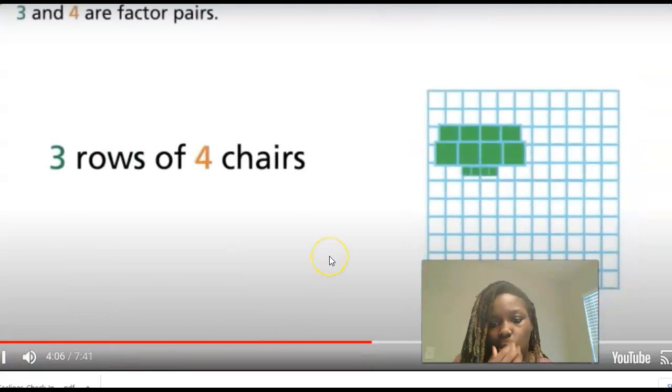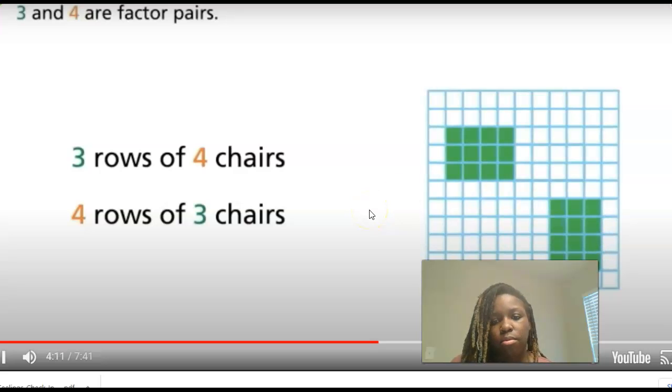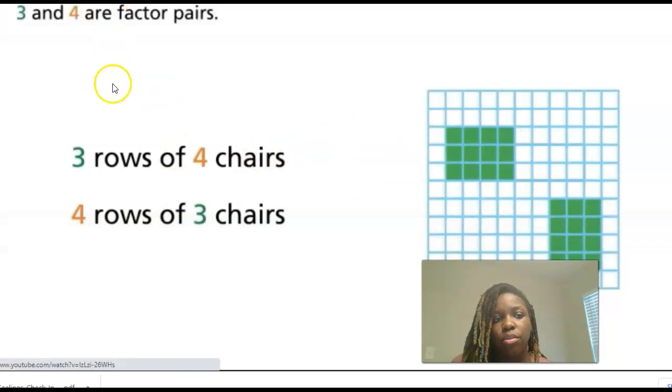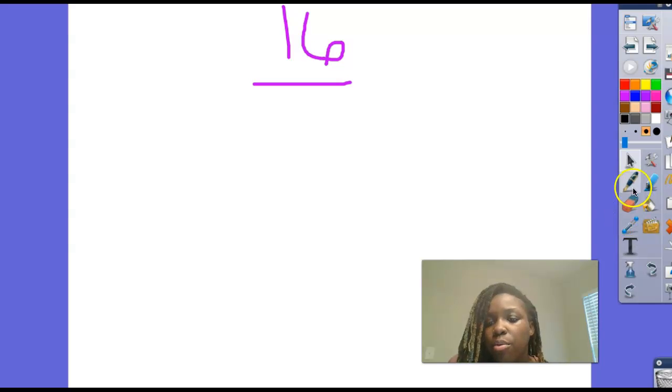You can make 3 rows of 4 chairs, or 4 rows of 3 chairs. 3 and 4 are factor pairs. Good. See, 3 and 4 are factor pairs, or 4 and 3. Is it possible to make an array with 5 rows using 12 chairs? So now we're gonna look at another number and find the factors of another number. So the number we're gonna look at is 16.